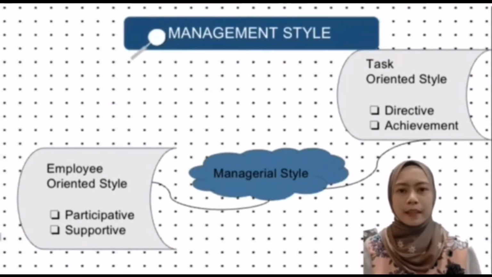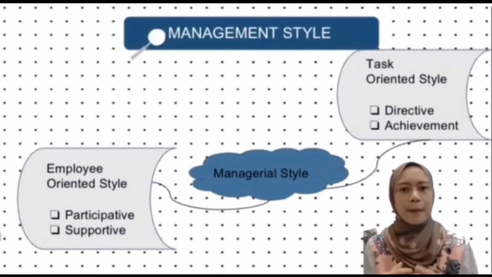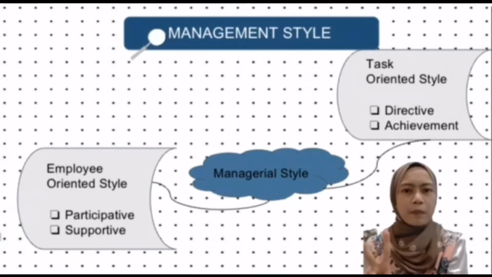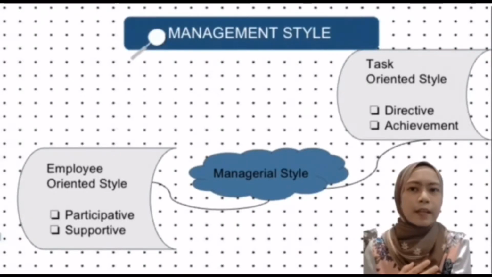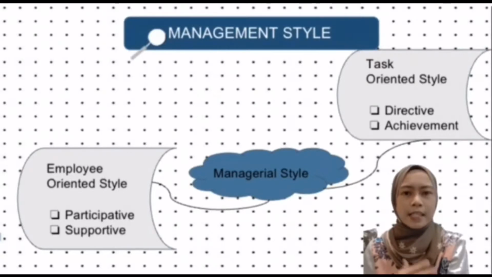The participative style involve subordinate in decision making and how they go about achieve their task. A supportive style characterized by friendliness, empathy and concern for meeting employee needs. Task-oriented style also has two types, which are directive style and achievement style. In the directive style, subordinates are given instruction about what to do, how to do it, and when to do it. The achievement style emphasizes goal setting and high performance expectation for subordinate.